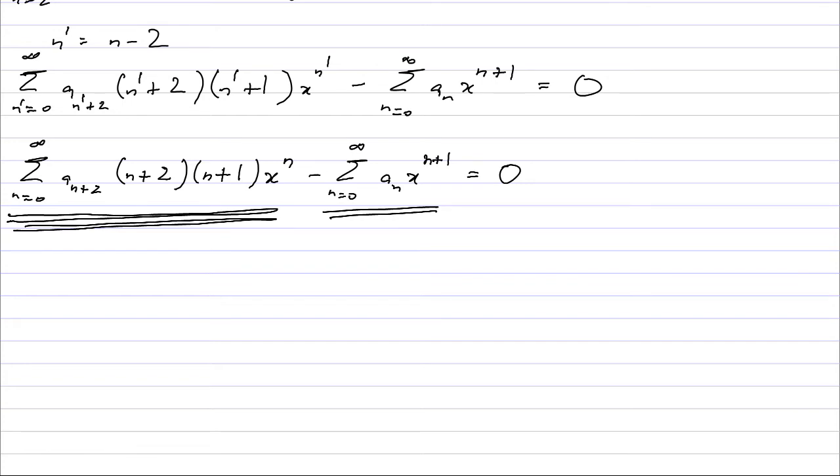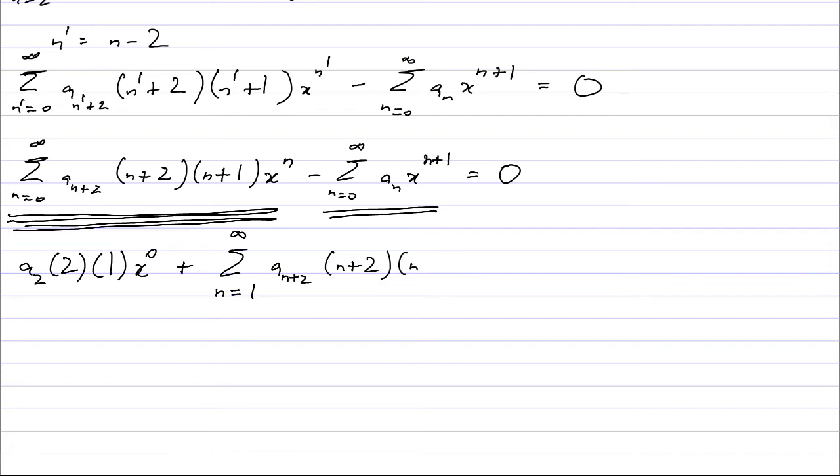Corresponding to x raised to power 0, you have n equal to 0, of course, so you have a2, and then n plus 2 is equal to 2, and 0 plus 1 is equal to 1, so you have 2 times 1 times x to power 0, and the rest of it I write as n equal to 1 to infinity of a n plus 2, n plus 2, n plus 1, x to power n, minus the sum from n equal to 0 to infinity of a n x to power n plus 1, and this is equal to 0.